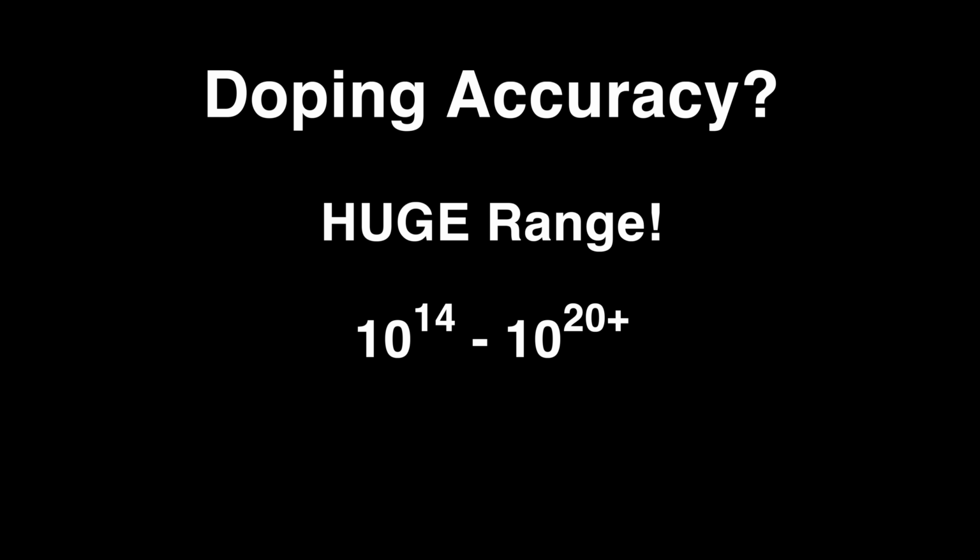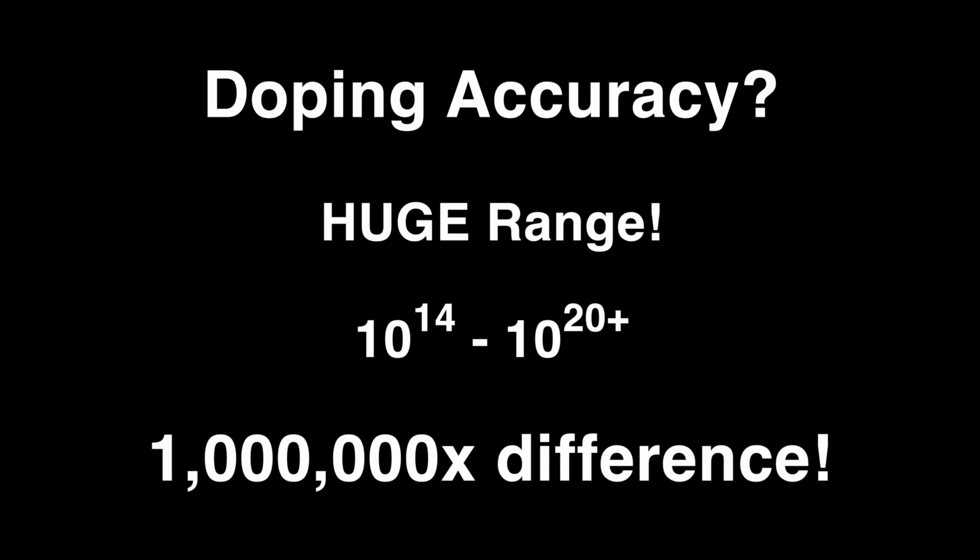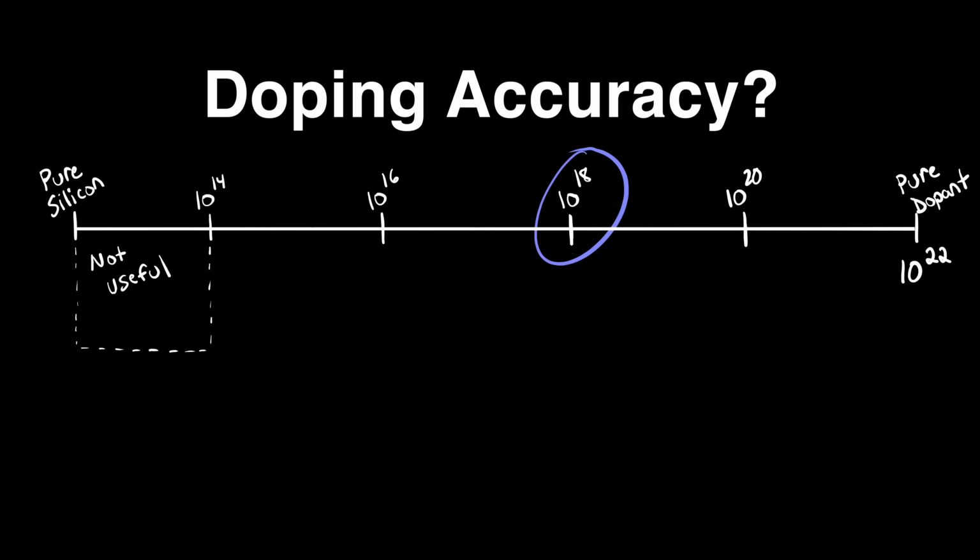Now, you might be wondering, how accurate do we have to be when doping? After all, our doping range is huge. The difference between the minimum and maximum dopant levels is more than a factor of 1 million. If we need a doping level of 10 to the 18 atoms per cubic centimeter, is it acceptable if we accidentally go 10 times over and hit 10 to the 19? Or is even 10% over too much?